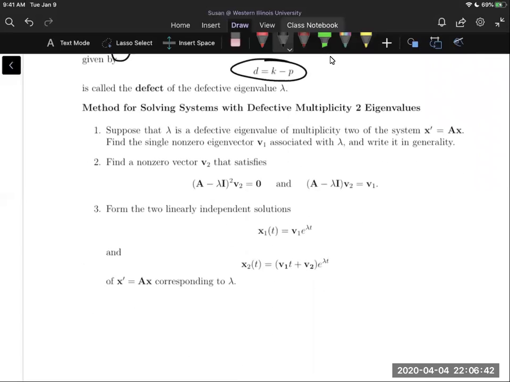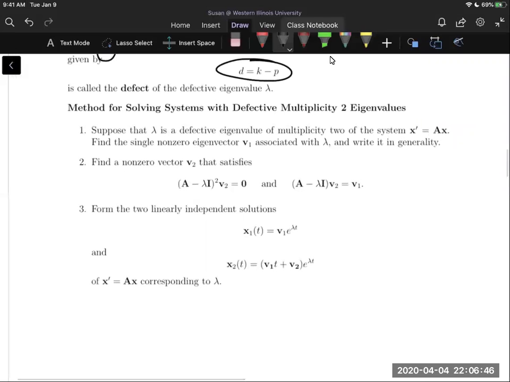So to finish off part 1 of section 5.5, we're going to talk about how to solve systems that are defective with a multiplicity 2 eigenvalue. If you have an eigenvalue whose multiplicity is 2, the only way you can possibly be defective is if you only admit 1 linearly independent eigenvector. So that's what we're going to look at now.